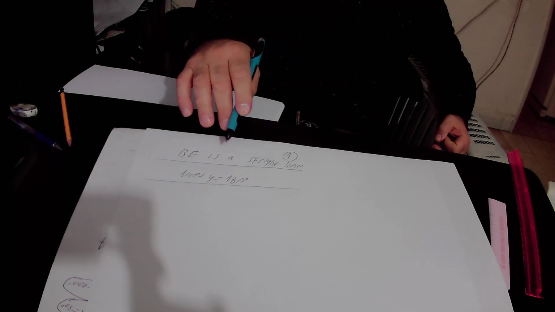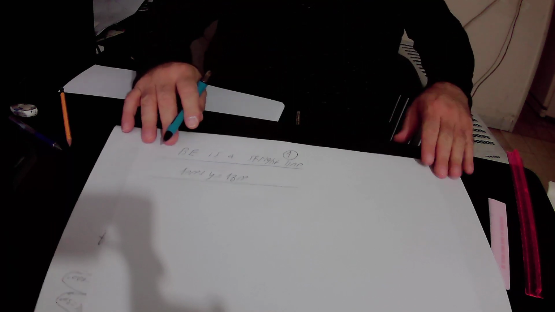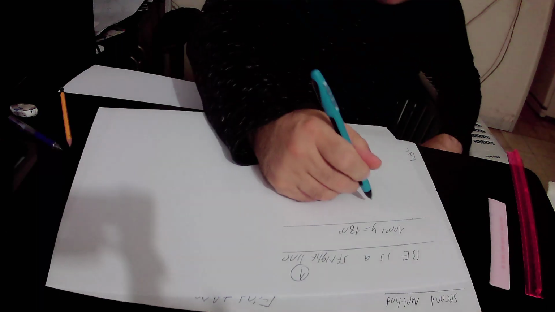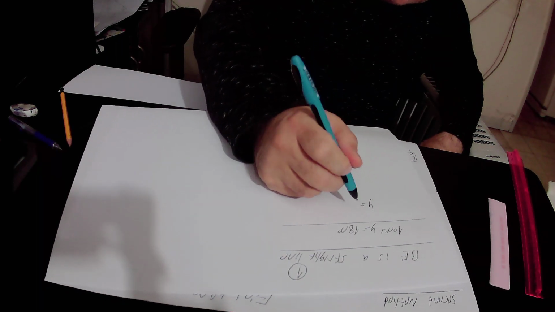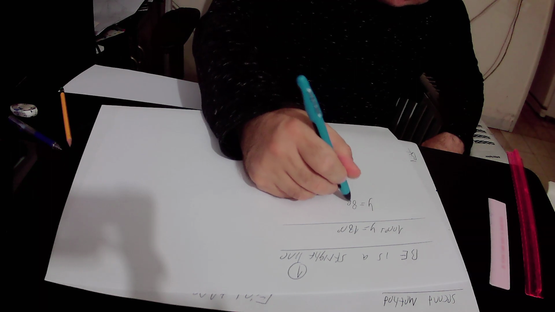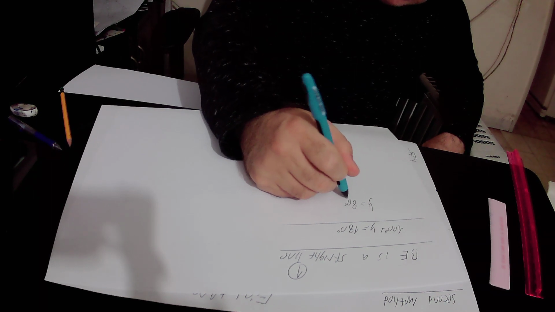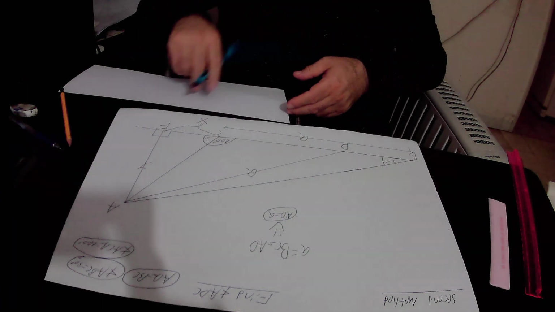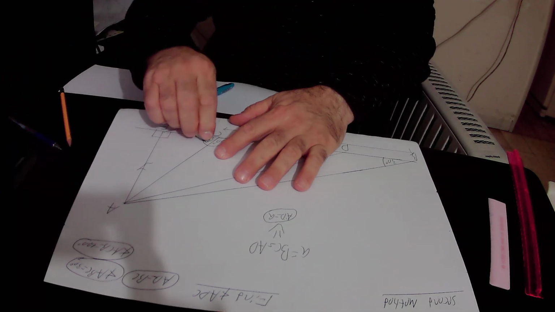Here we will subtract 100 degrees from this equation, and we will get that angle Y equals 180 degrees minus 100 degrees, which equals 80 degrees. So angle Y equals 80 degrees. We can write here that angle Y equals 80 degrees.